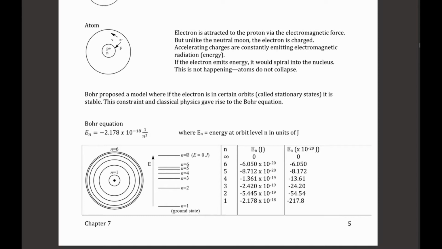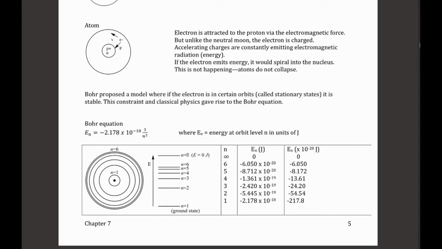So Bohr proposed that provided the electron is at a particular orbit, it is accelerating, yes, but it is not emitting electromagnetic radiation, and the electron there is just moving about the atom, kind of like the moon moves about the Earth. It can move to a different orbit, but that orbit has to be determined by the Bohr equation.